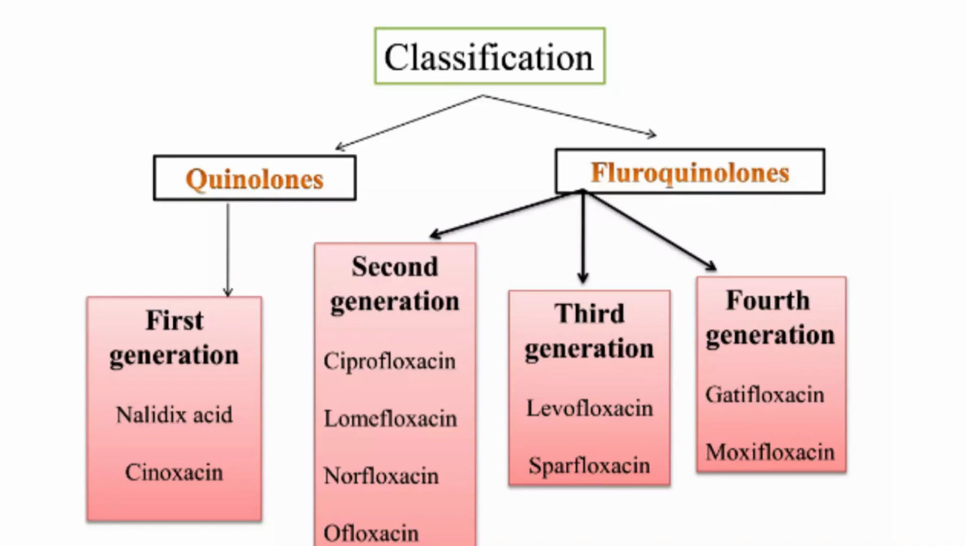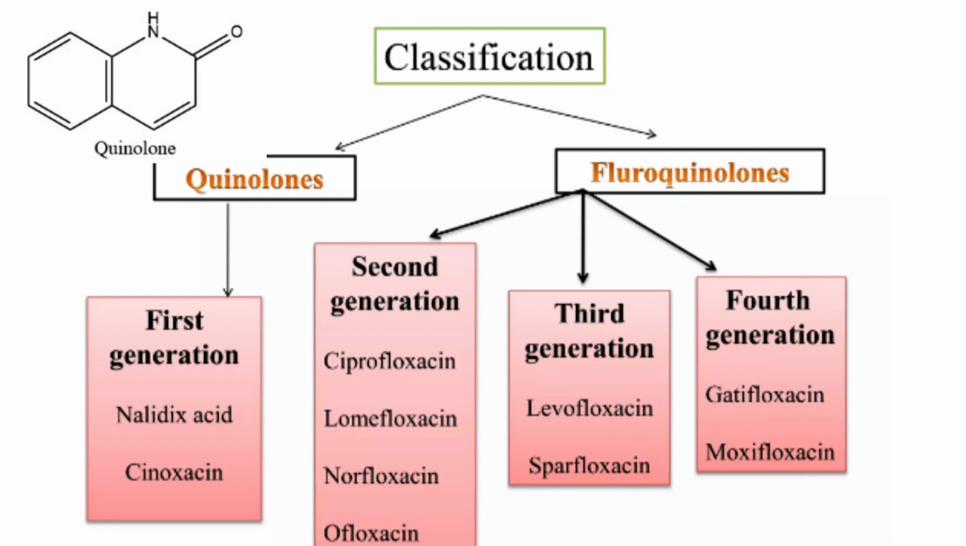Classification of urinary tract anti-infective agents. They are divided into 2 classes: quinolones and fluoroquinolones. Quinolones are first-generation drugs. It includes nalidixic acid, cinoxacin. Fluoroquinolones include second-generation, third-generation, and fourth-generation.